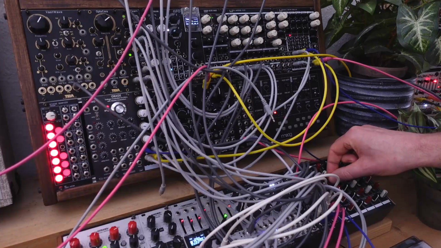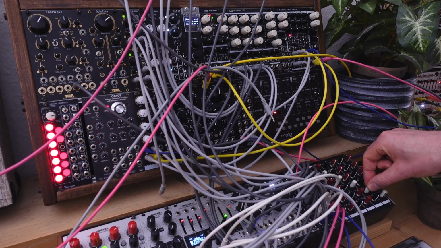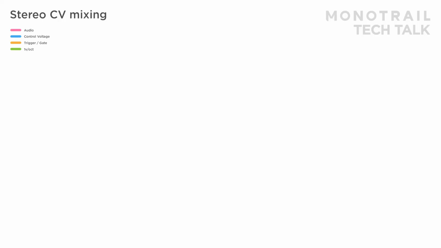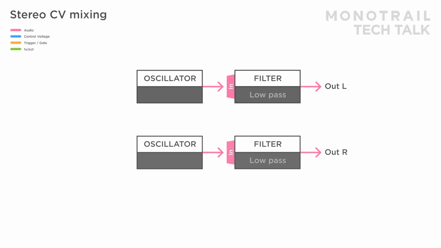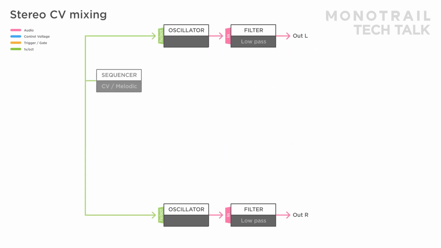Stereo CV mixing isn't so common, but it's a great trick. The core concept isn't much different from mixing and stacking CV signals like you would in a regular voice. But the stereo setup allows for a lot of added fun. Here, two simple oscillator filter voices are used to create one stereo voice. Both oscillators are controlled with the same sequencer.